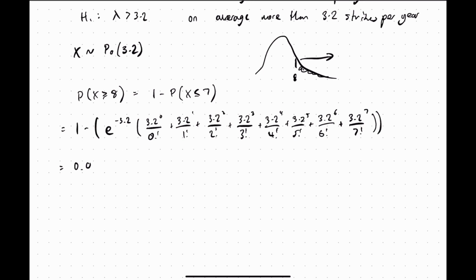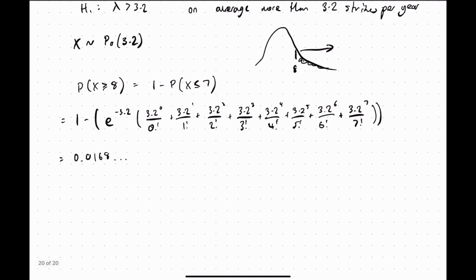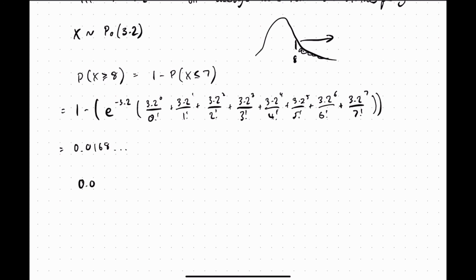All right, did anyone get an answer for that? Almost, I ran out of space. 1 minus 0.0168? Okay, so that's a probability. Did it fail the hypothesis test? Yes, because 0.0168 is less than 5%.